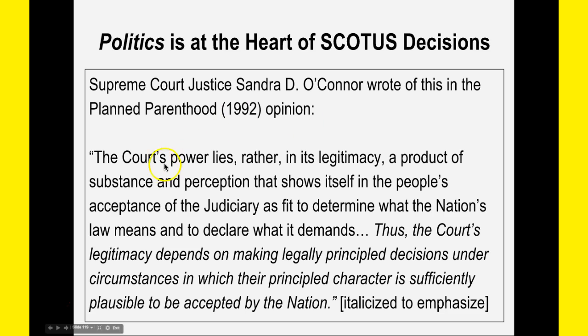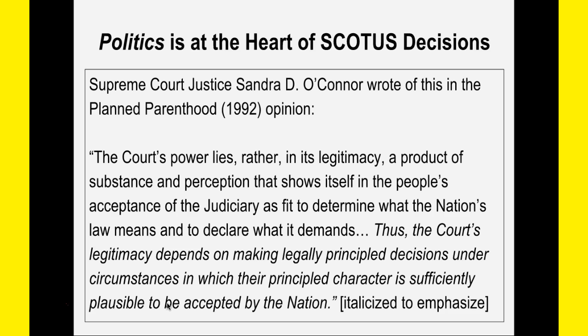All right, here it says, the court's power lies rather in its legitimacy, a product of substance, and the perception that shows itself in the people's acceptance of the judiciary as fit to determine what the nation's law means and to declare what it demands. Thus, the court's legitimacy depends on making legally principled decisions under the circumstances in which their principled character is sufficiently plausible to be accepted by the nation. That last part, to be sufficiently plausible to be accepted by the nation.